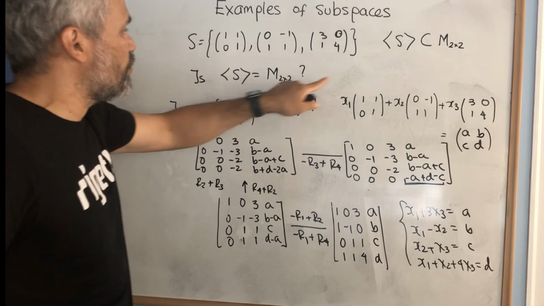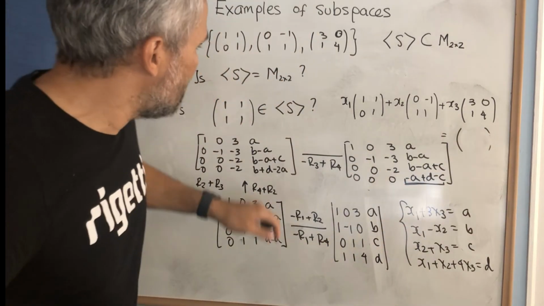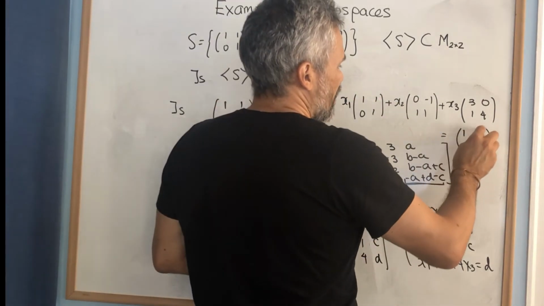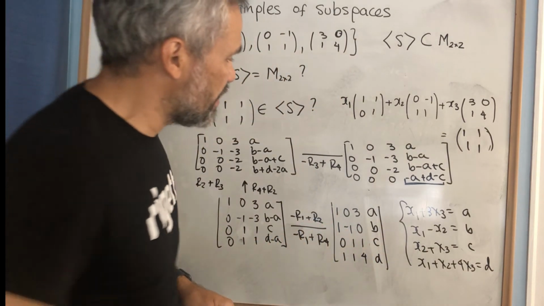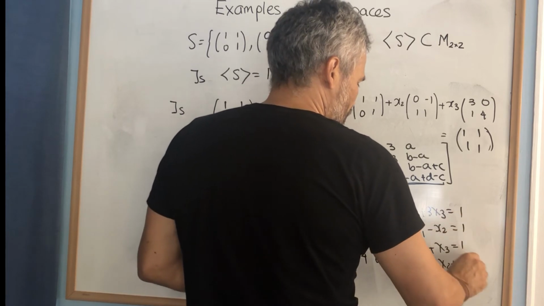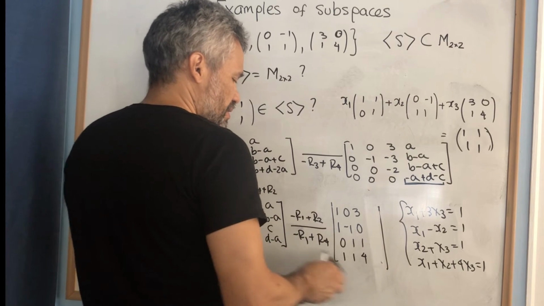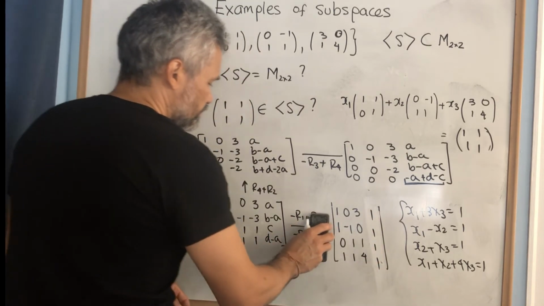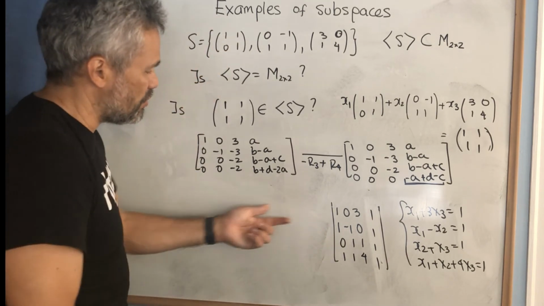Then we will do this process. We're going to be asking ourselves if we can find x1, x2, x3 such that we get 1, 1, 1, 1. And then we will be solving this system. 1, 1, 1, 1. And then here we have the column 1, 1, 1, 1. And for this one, we don't have to do row reduction by hand.